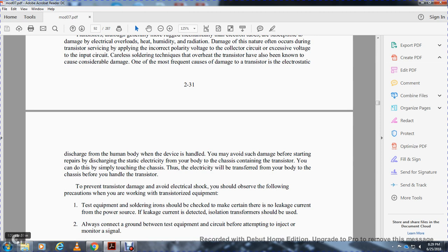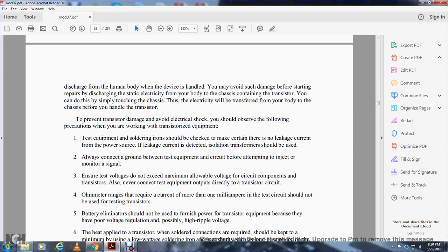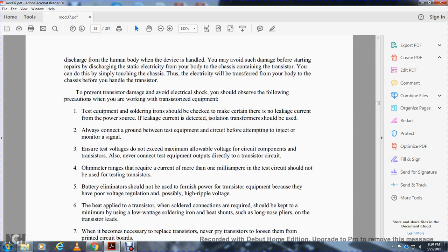You should observe the following precautions when you are working with transistorized equipment. Test equipment and soldering irons should be checked to make certain that there is no leakage current from the power source. If leakage current is detected, isolation transformers should be used. Also, the circuit ground of the equipment should be checked before attempting to inject or monitor a signal. Ensure test voltages do not exceed the maximum allowable voltage of the transistor circuit components. Also, never connect the test equipment output directly to the transistor circuit.